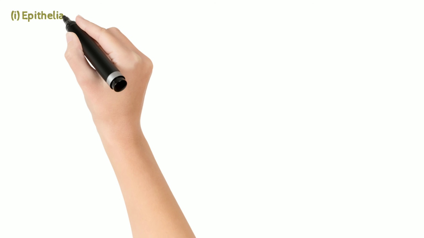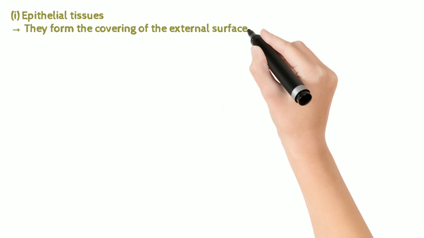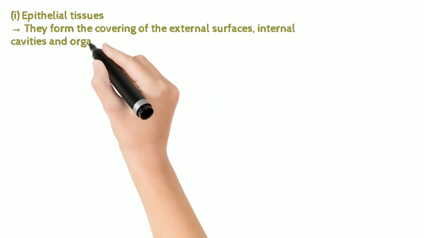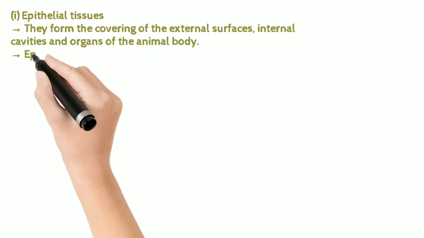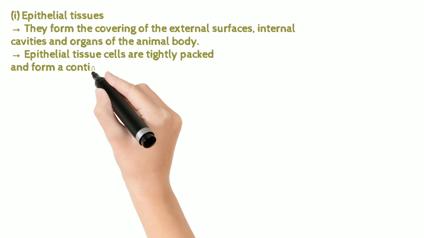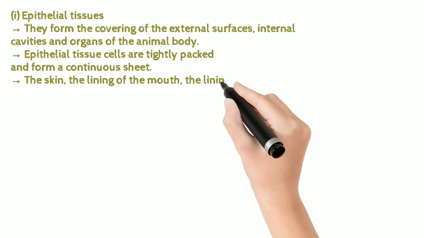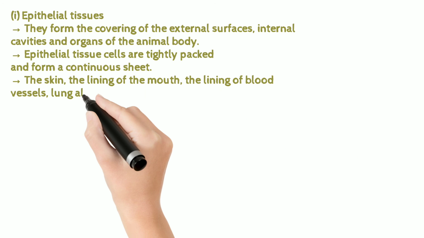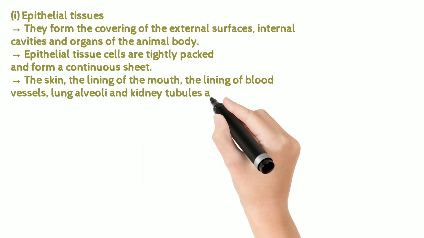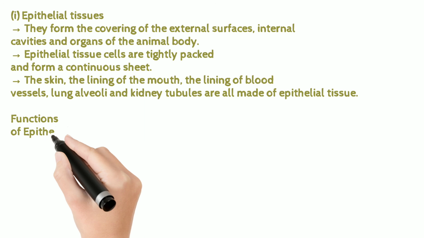I. Epithelial tissues. They form the covering of the external surfaces, internal cavities and organs of the animal body. Epithelial tissue cells are tightly packed and form a continuous sheet. The skin, the lining of the mouth, the lining of blood vessels, lung alveoli and kidney tubules are all made of epithelial tissue.